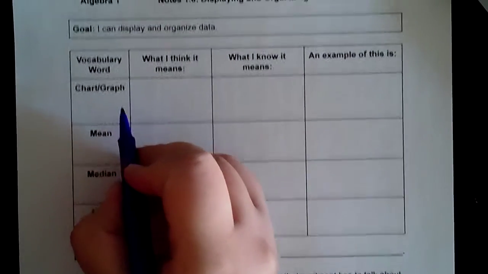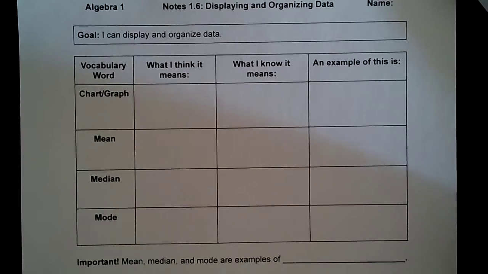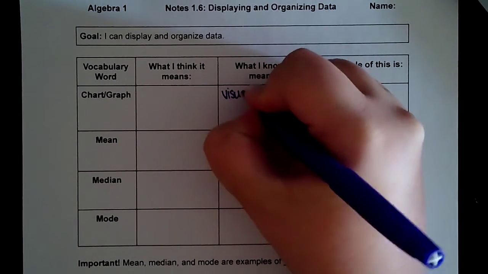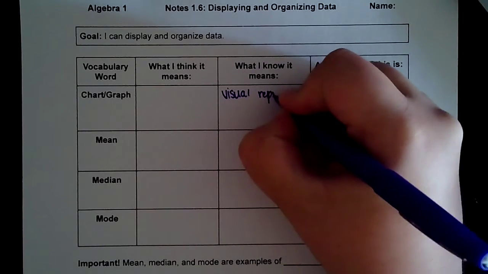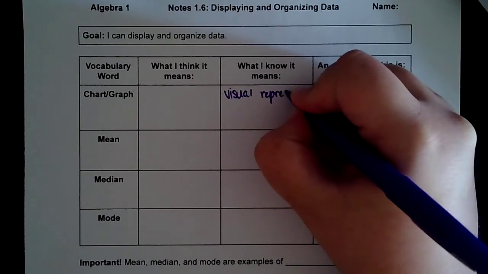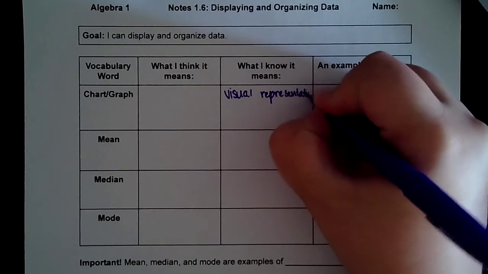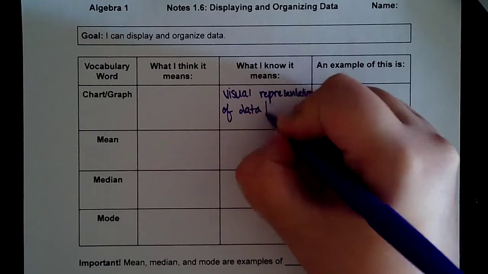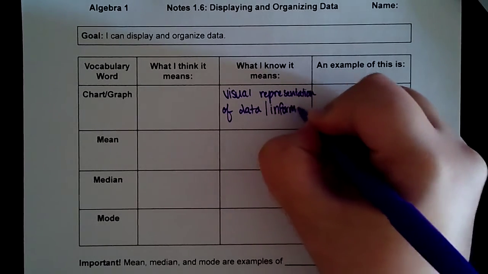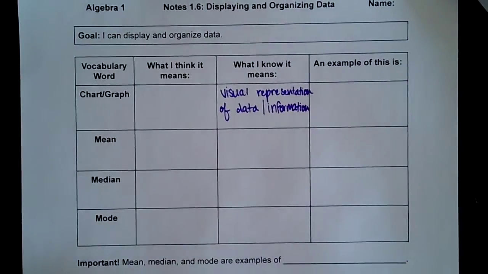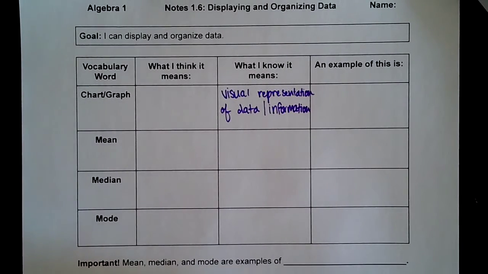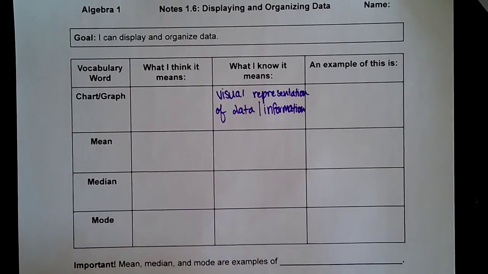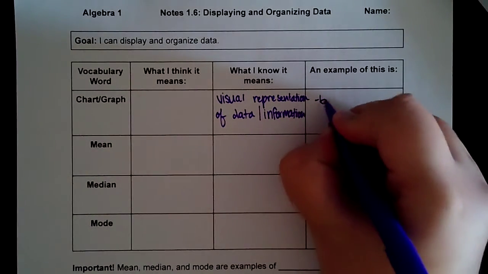So a chart or graph, you might be able to draw a picture, but you might not be able to define it. That's okay. All a chart or a graph is, is a visual representation of data or of information. An example of this would be a bar graph, or a coordinate plane is technically a graph. So let's write a few of those down.